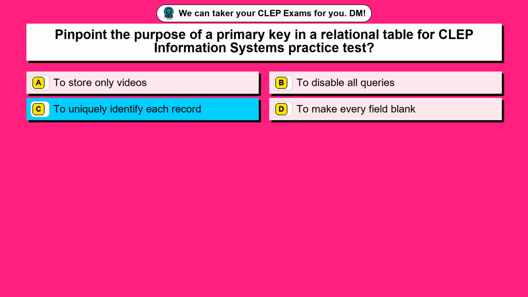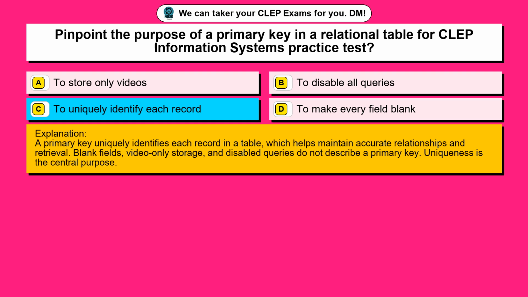To uniquely identify each record. A primary key uniquely identifies each record in a table, which helps maintain accurate relationships and retrieval. Blank fields, video-only storage, and disabled queries do not describe a primary key. Uniqueness is the central purpose.